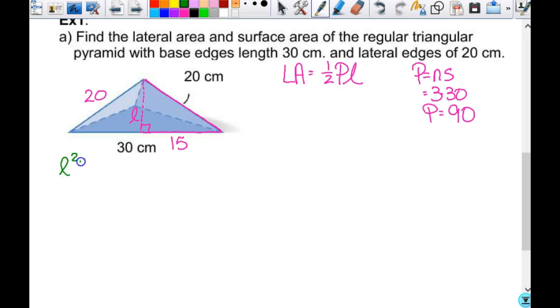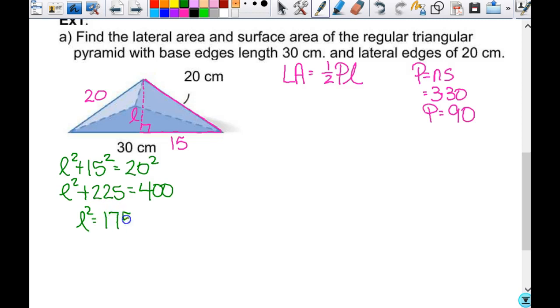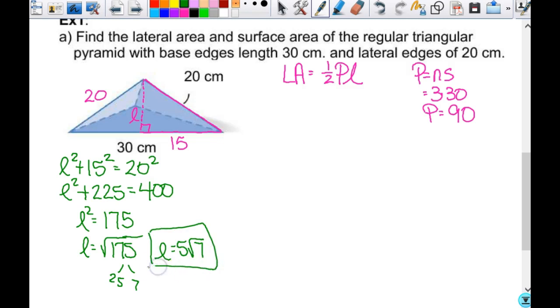Pythagorean theorem. So L squared plus 15 squared equals 20 squared. What's 15 squared? 225. L squared plus 225 equals 400. So L squared is equal to what? 175. So L is the square root of 175. Okay. You got $1.75. How many quarters do you have? 7. So this is really 25 times 7, right? So L is 5 square root of 7. Okay, so there's my L.